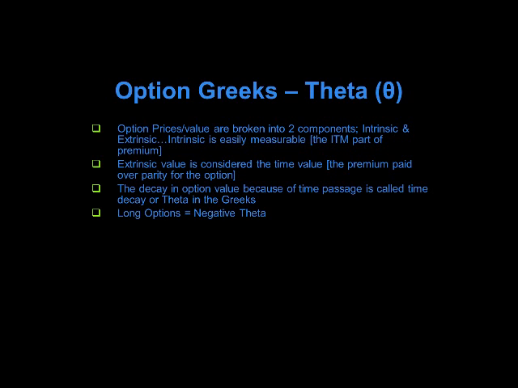Long options, negative theta. So when you buy a call, every day you start losing a little bit of money in your option. That money that you lose is based on the amount of theta. Short options, that's the credit spread trader. Why are you doing it? Why are you doing it only for 30 days? You'll see in a minute on the graph, but you're doing it because every day you make money. You want that option to decay.